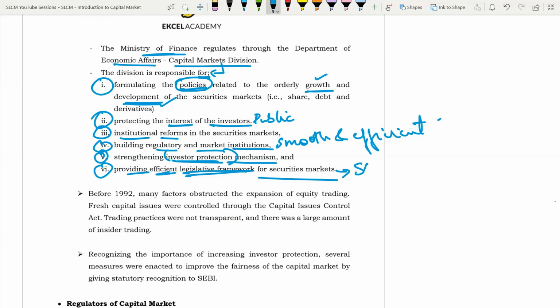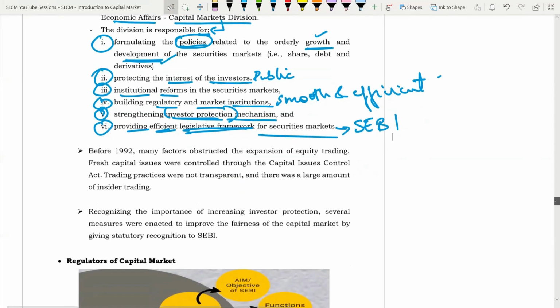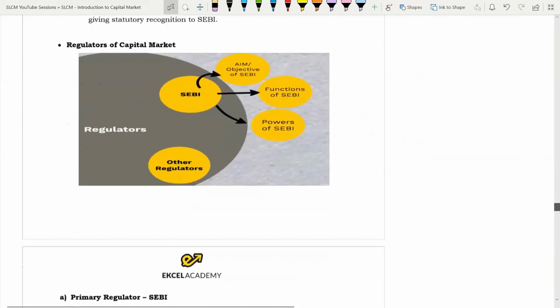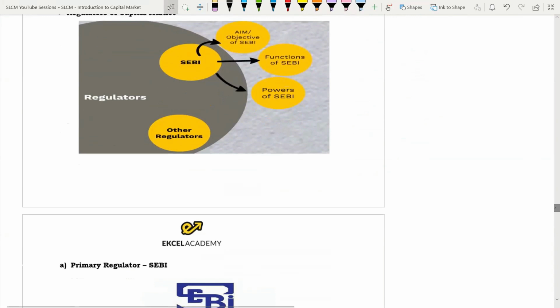And this responsibility has been entrusted to the Securities Exchange Board of India, right? This is how we have evolved from not having a proper regulation to the establishment of the Securities Exchange Board of India by the passing of the SEBI Act.